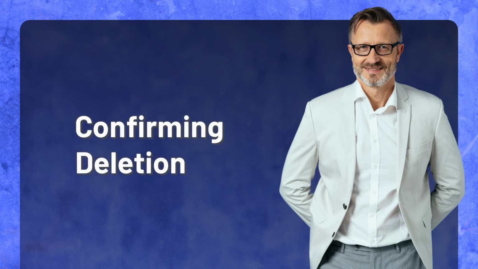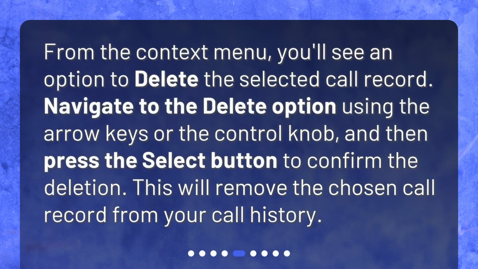Confirming deletion. From the context menu, you'll see an option to delete the selected call record. Navigate to the Delete option using the arrow keys or the control knob, and then press the Select button to confirm the deletion. This will remove the chosen call record from your call history.